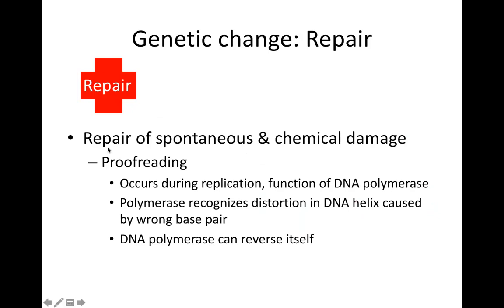So, you can repair both spontaneous and chemical damage, all right? Just like prokaryotic cells can. And so one of the main ways to genetic repair is something called proofreading, right? And so this is actually occurring during replication, and it's a normal function of DNA polymerase.